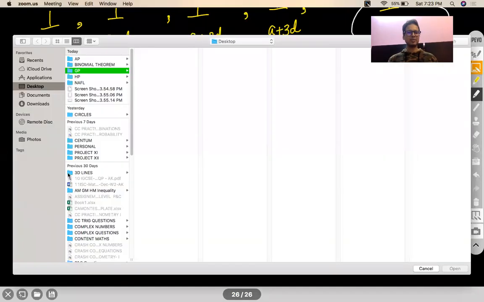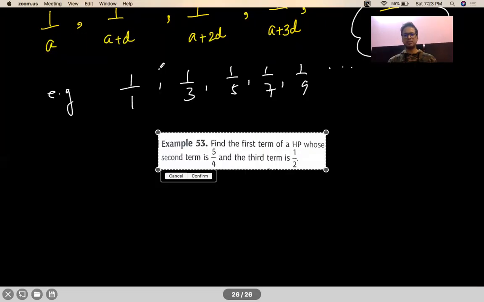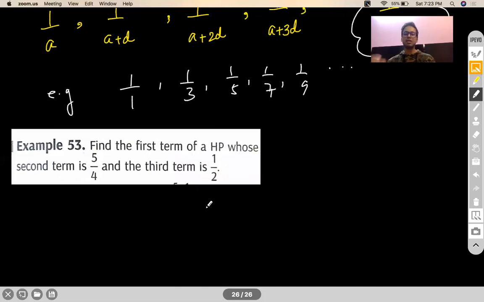Okay, let me take a question. Let's take this question. Find the first term of an HP whose second term is 5 by 4 and third term is 1 by 2. So there is a harmonic progression. First term, I don't know. Second term is 5 by 4 and third term is half. So what do you think is the first term of the harmonic progression? Do it. Very simple question. This is a warm-up question kind of a thing.